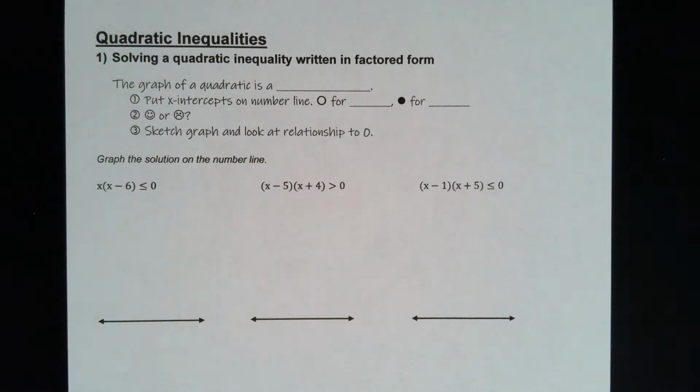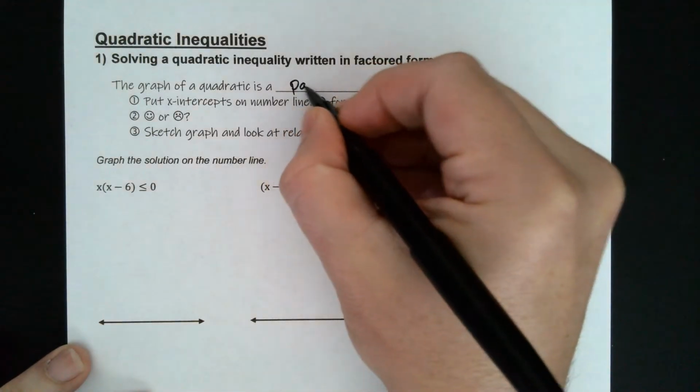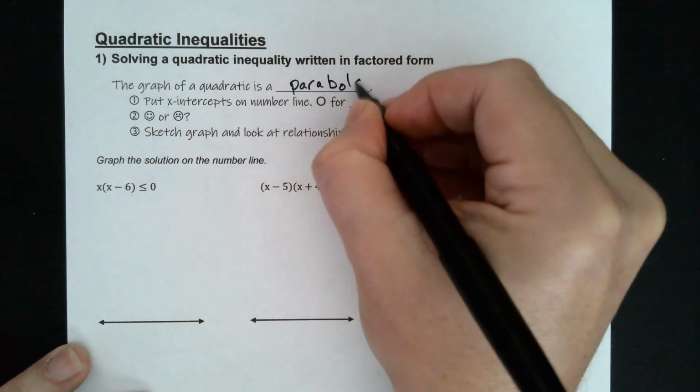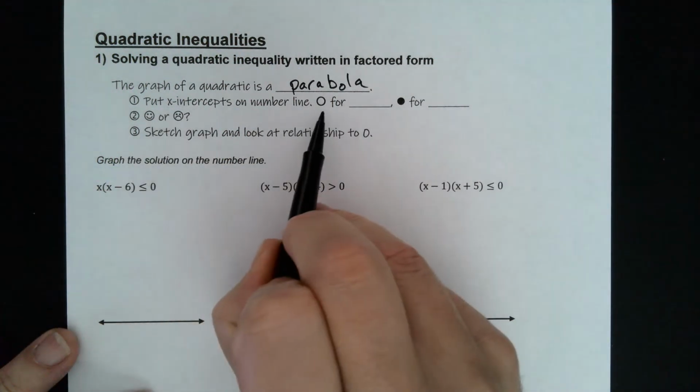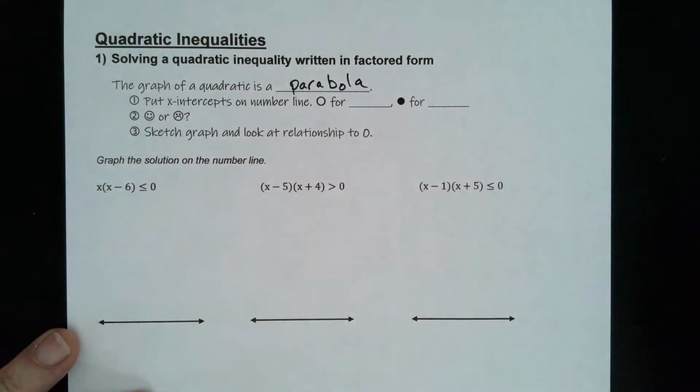In this video, we'll be talking about solving a quadratic inequality that's already written in factored form. Recall that the graph of a quadratic is a parabola. What we're going to do is put the x-intercepts on the number line, which means we set each factor equal to 0 and solve.